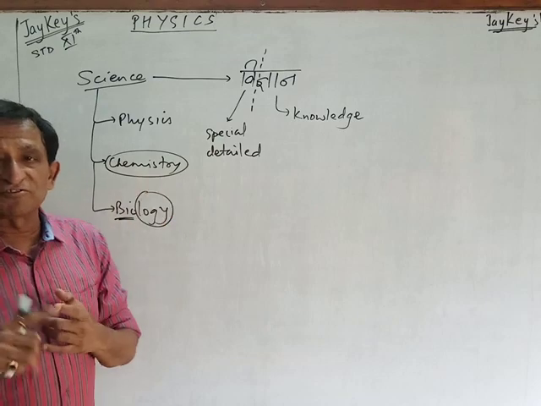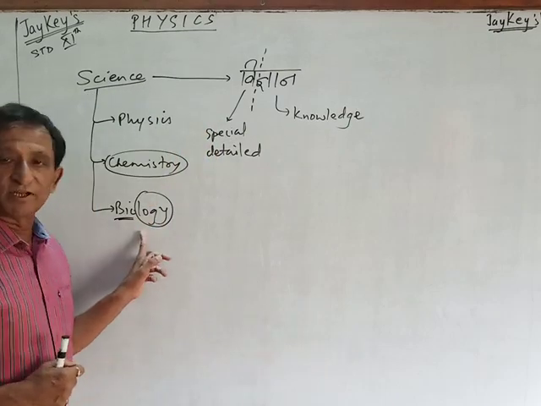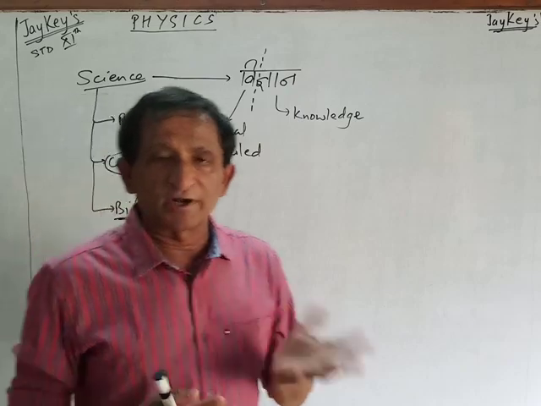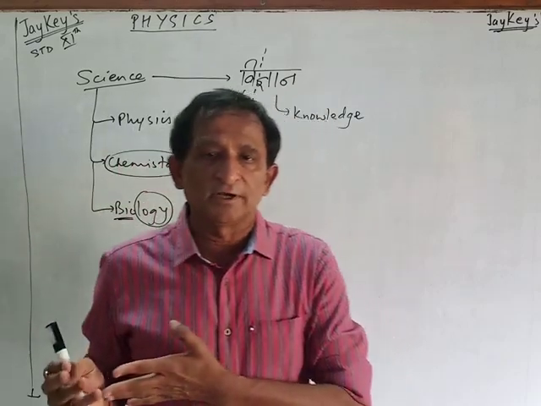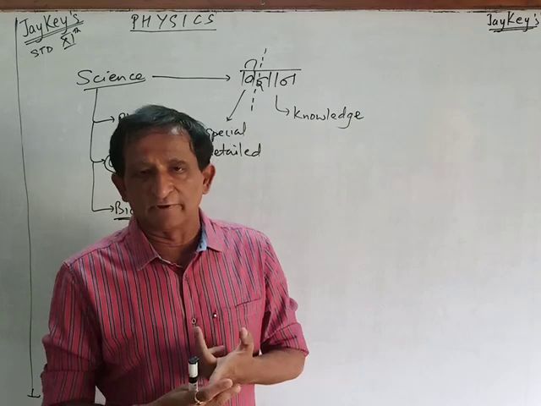Our surrounding was classified into two parts, living and non-living. Living organisms were studied by biology, non-living is studied by chemistry. So what remains? There is no third part in our universe. Our universe is classified into two parts, either living or non-living.